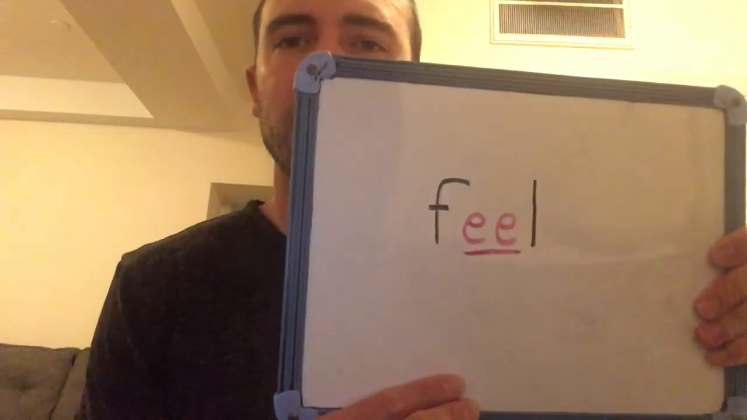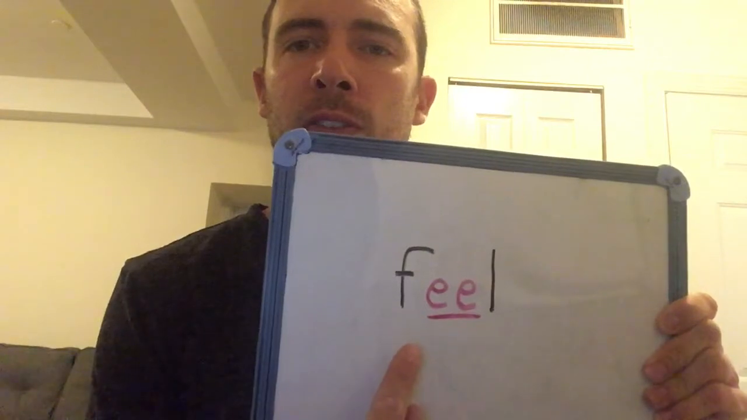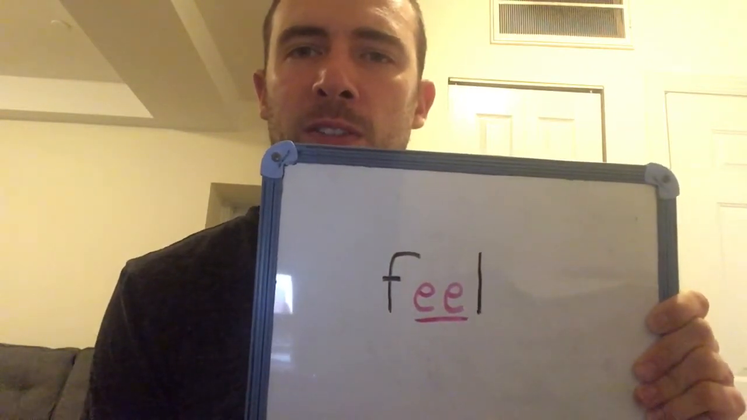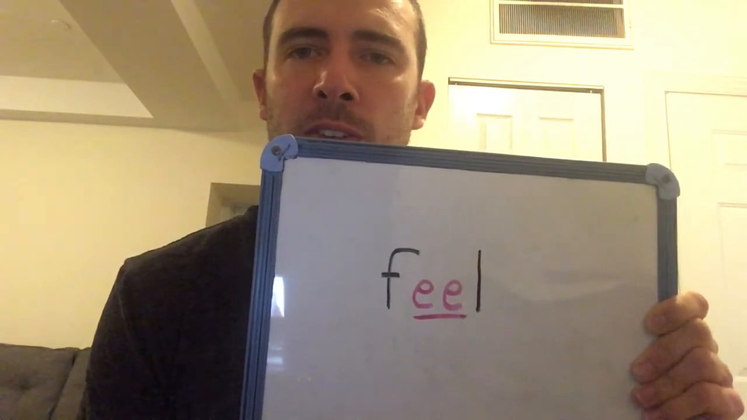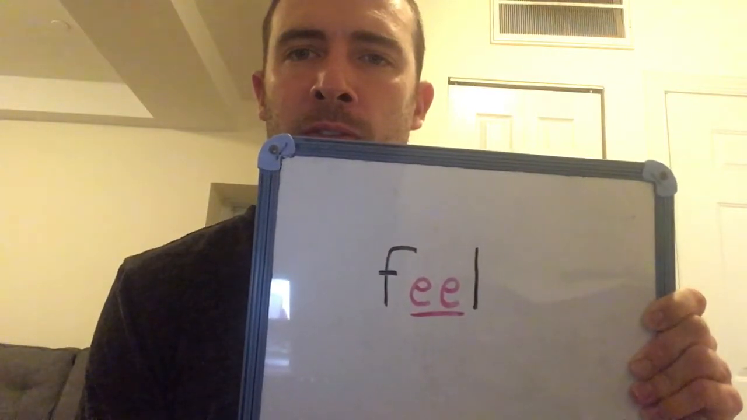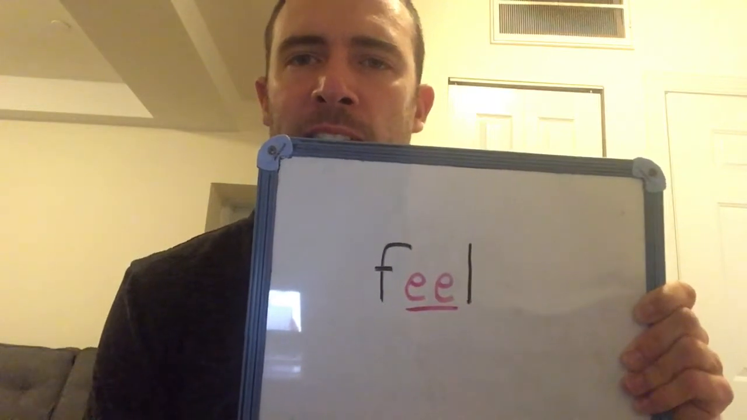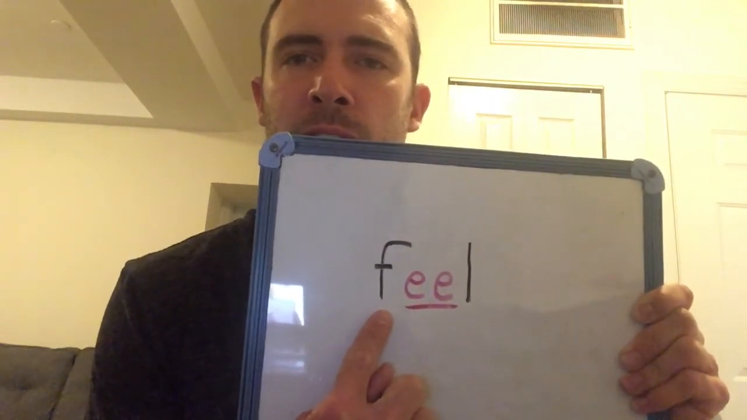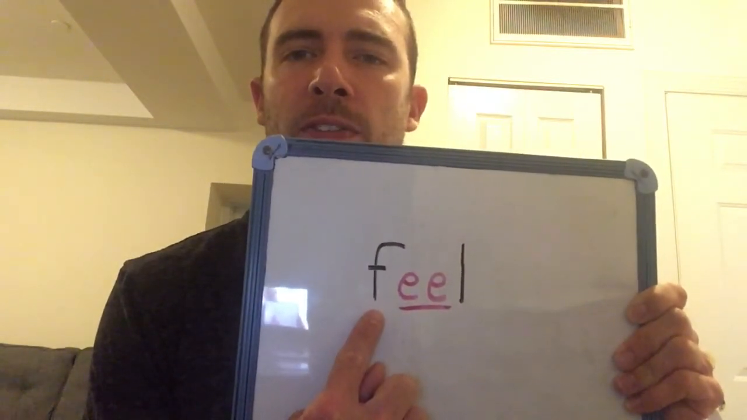All right, let's look at this word. See if you could sound it out on your own before I say anything. I'll give you a few seconds just to look at it. Okay. Now let's try it together. What's this first sound? First sound is F, because this is the letter F.